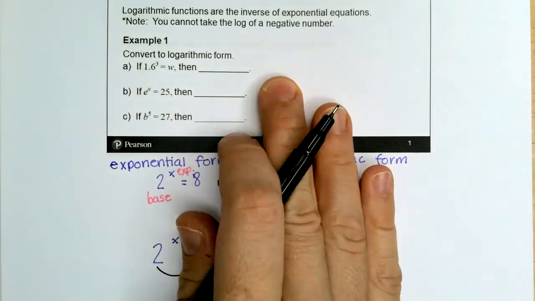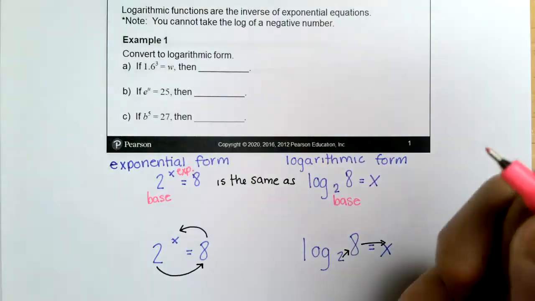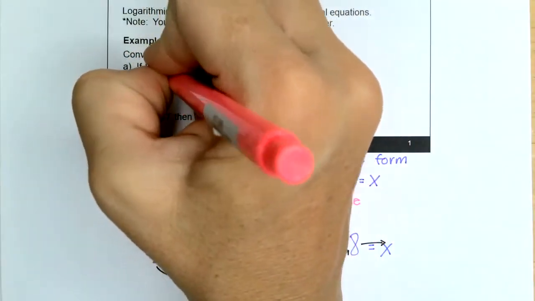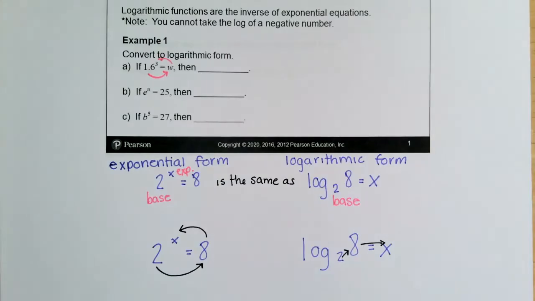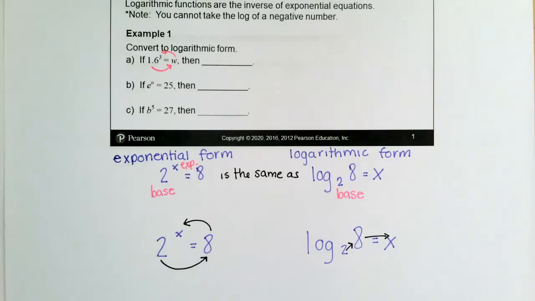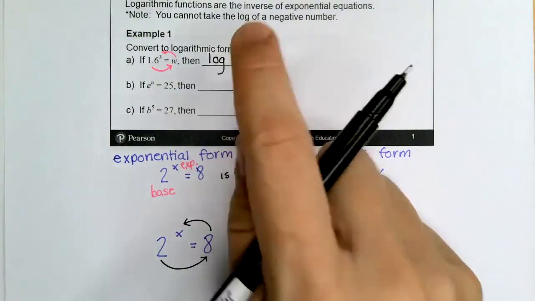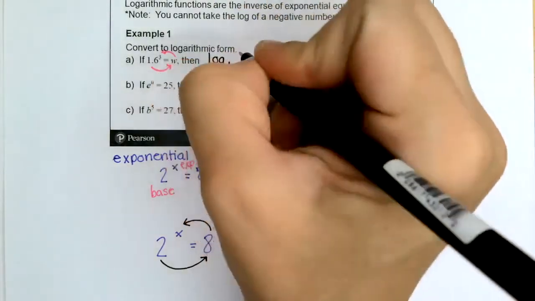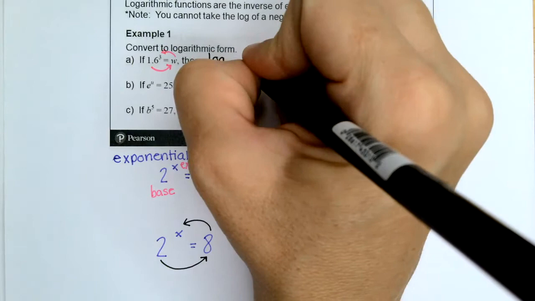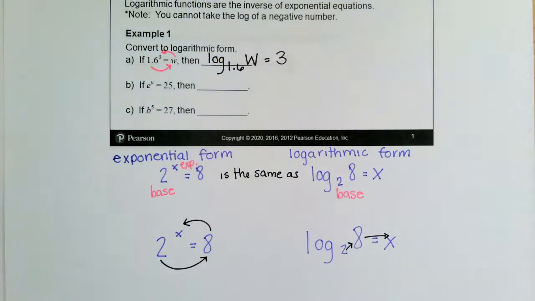We're not solving anything, we're just converting. So we have 1.6 to the third equals w. And if you want to, just go in a circle. 1.6 to the third equals w becomes log. Start with your base. Our base was 1.6. Go in a circle. Next we have w. And finally we have 3.